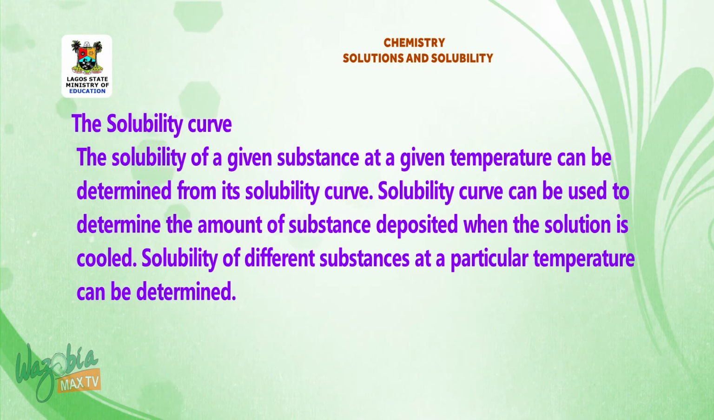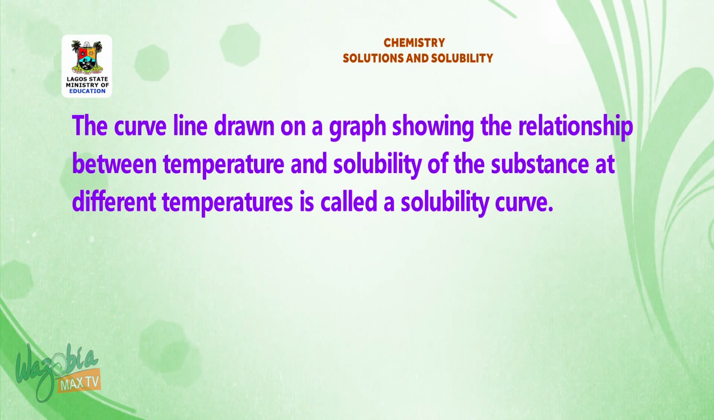Solubility curve. The solubility of a given substance at a given temperature can be determined from its solubility curve. A solubility curve can be used to determine the amount of substance deposited when the solution is cooled. Solubility of different substances at a particular temperature can be determined. The curved line drawn on a graph showing the relationship between temperature and solubility of a substance at different temperatures is called a solubility curve.